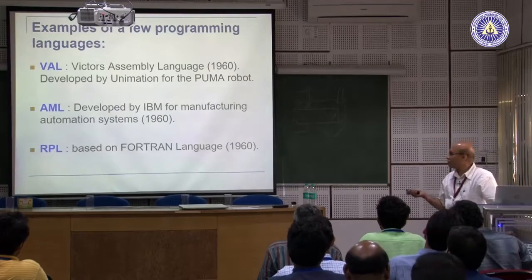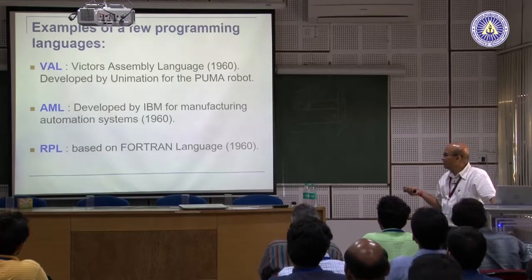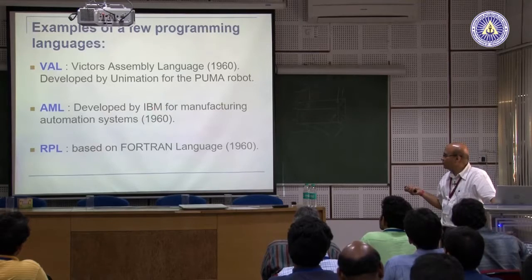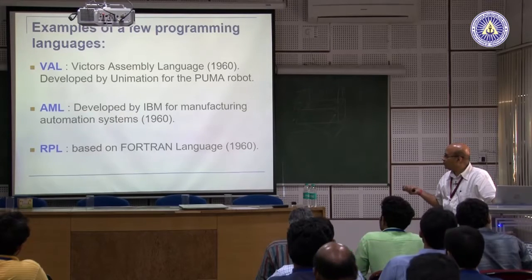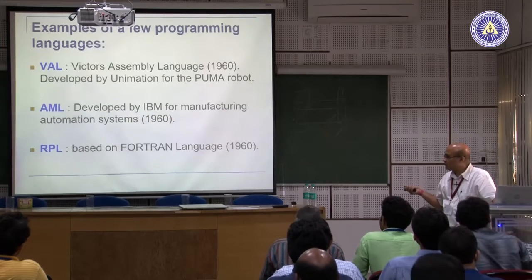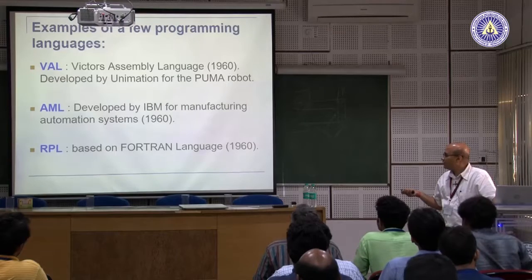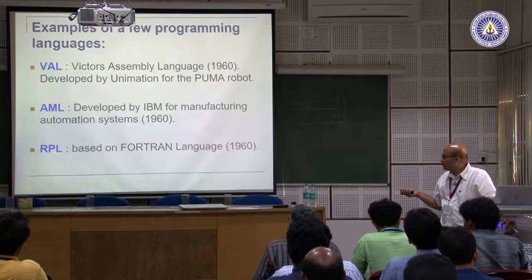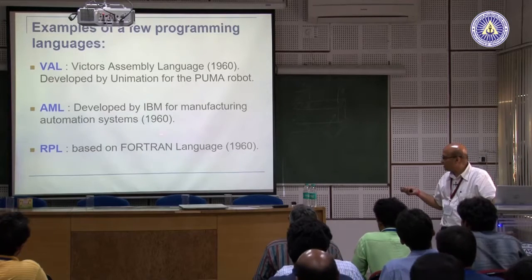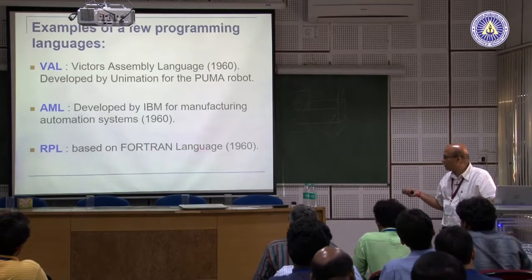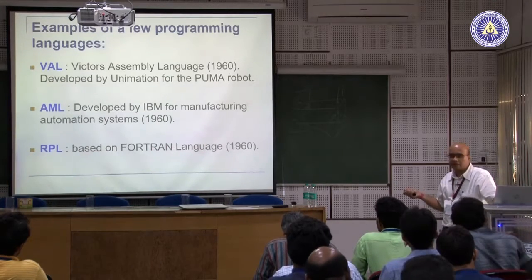The second language that was made was AML, and this was developed by IBM for manufacturing automation, also in 1960. And IBM has stopped working in robotics. So, this language is gone, it is not used anymore. And there was another language called RPL, which was again 1960. Now, the structure of the language is based on, or is similar to, the Fortran language.